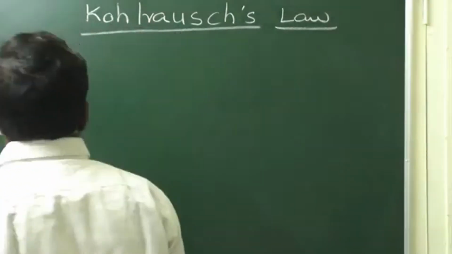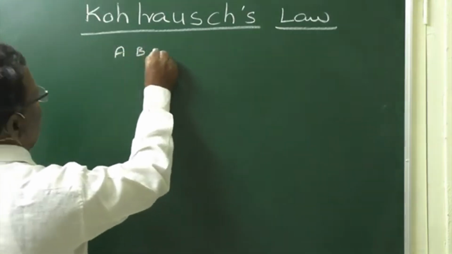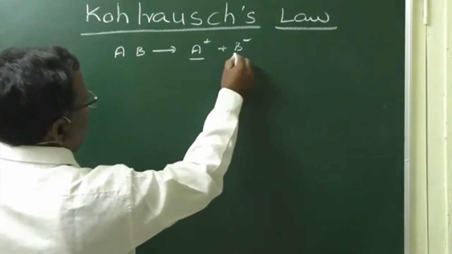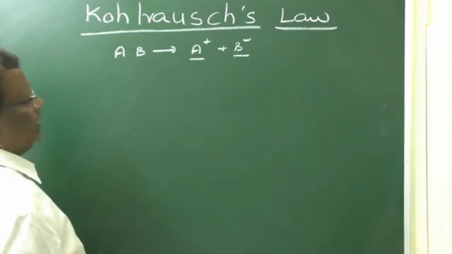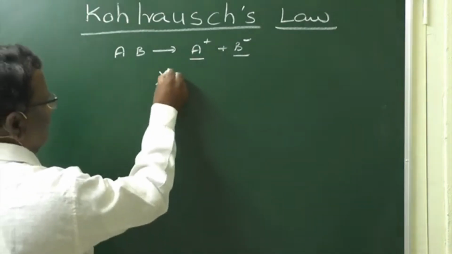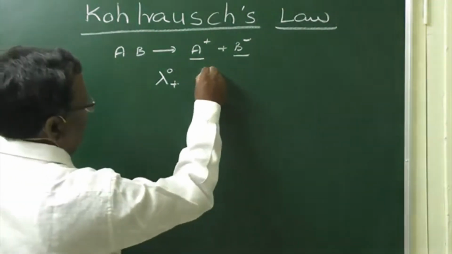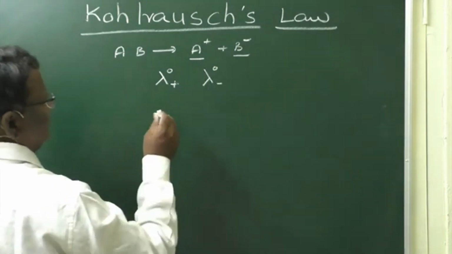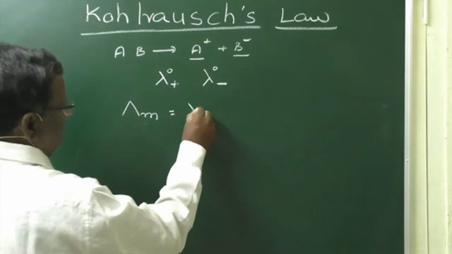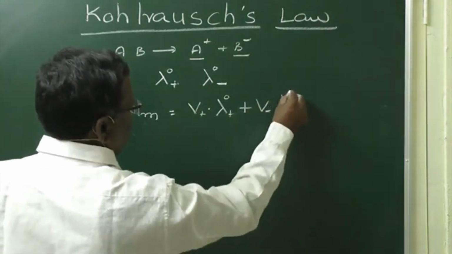For example, if an electrolyte AB is completely ionized to give A plus and B minus at infinite dilution, positive ions will contribute some molar conductivity and negative ions will contribute some molar conductivity. If the molar conductivity exhibited by the cations at infinite dilution is lambda 0 plus, and for negative ions it is lambda 0 minus, then molar conductivity Λm is equal to ν plus into lambda plus, plus ν minus into lambda minus.